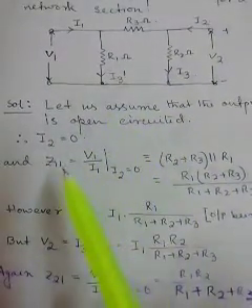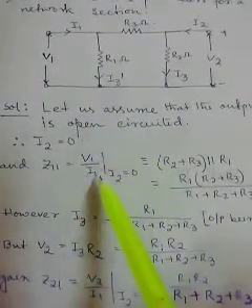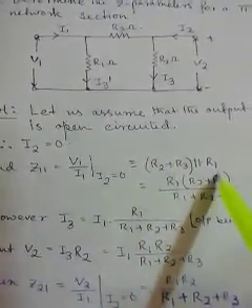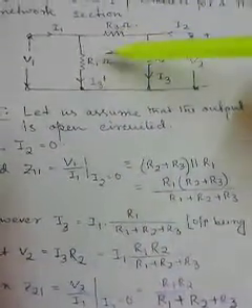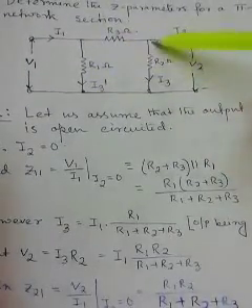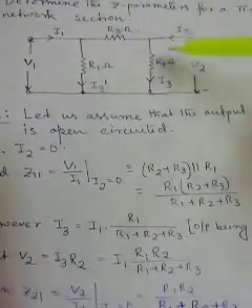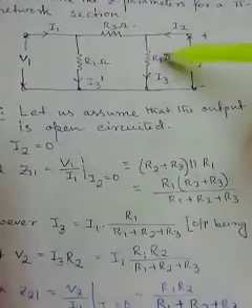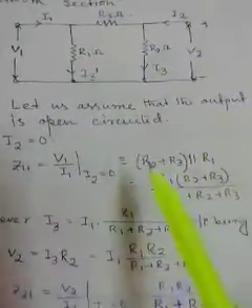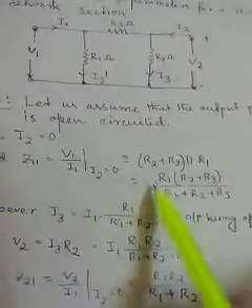Then how do we find Z11? Z11 is nothing but the ratio of input port voltage by input port current. So how does the current get divided here? We have just said that current will reach up to this point, then it will be divided through these two paths. So R3 plus R2, these two resistances are in series, and this series combination is in parallel with R1. So here we are writing that (R2 plus R3) parallel R1, and this is the value.